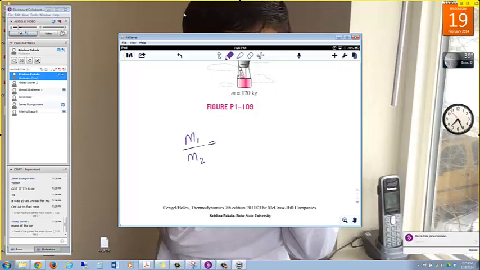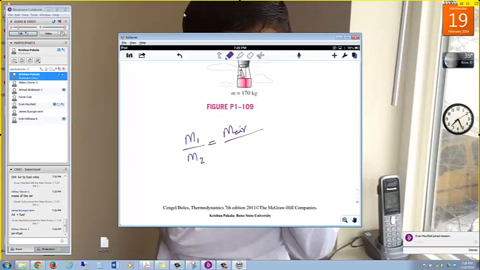Okay, so he left. Probably he'll be back. So yeah, mass of air. So what will be the final mass? Okay, he's back. So the initial mass is mass of air, and the final mass is mass of air plus mass of fuel.